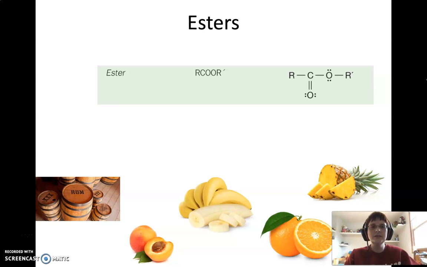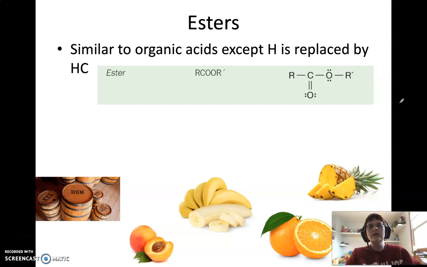All right, esters. So this is an ester group. It looks a little bit like an organic acid. So if you look at the structure, we've got hydrocarbon over here, hydrocarbon over here. We've got carbon bonded to oxygens, one with a double bond, one with a single bond. And what's the deal with esters? Like I said, they're similar to organic acids, except that the hydrogen that would be attached to the oxygen has been replaced by a hydrocarbon.